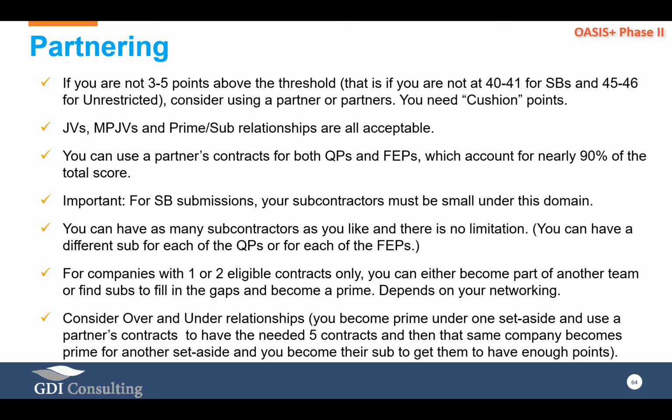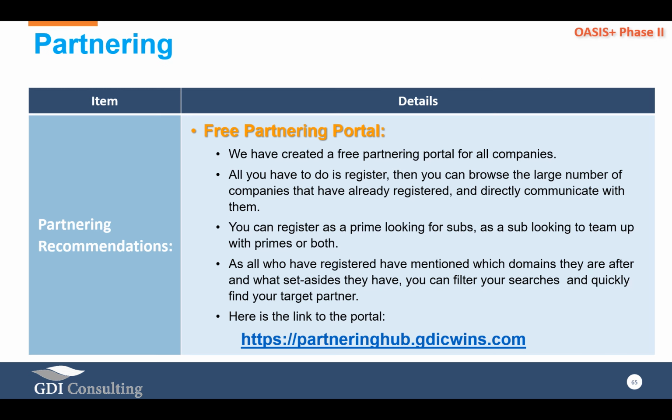For JVs, MPJVs, prime sub relationships, all are acceptable. You can use the partners' contracts for QPs and FEPs, which account for nearly 90% of the total score. One important factor is that if you're a small business, your subcontractors must also be small under that particular domain. You can read the rest of these points that I've listed here later on when you refer back to it.